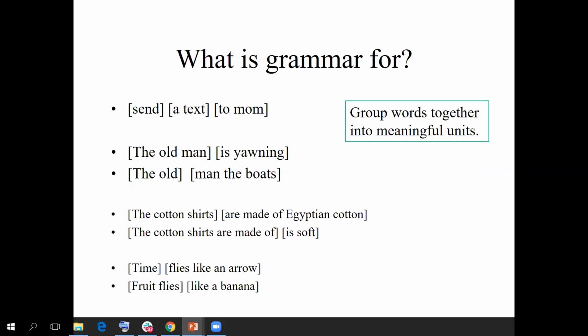So last time we looked at the old man is yawning versus the old man the boats. So in the first sentence, the old man is a unit of meaning, meaning an elderly person. And in the second one, the old man the boats, man is a verb, meaning to staff or work on. And the old man is not a unit of meaning in that sentence. So one of the uses of syntax is to group words into units that are useful for interpreting the sentence.